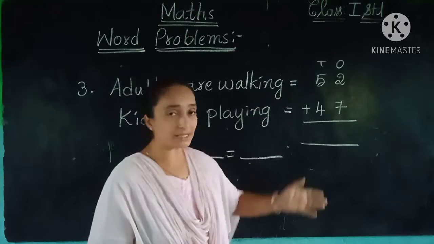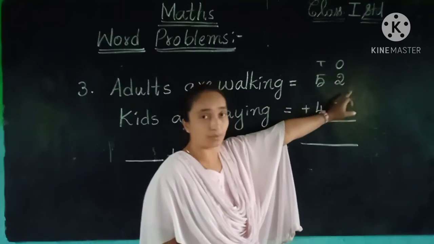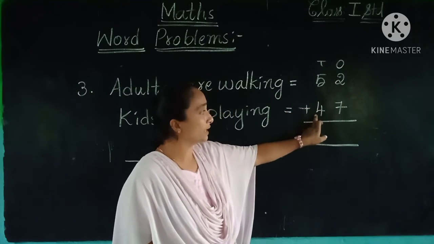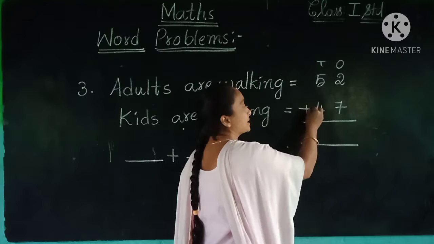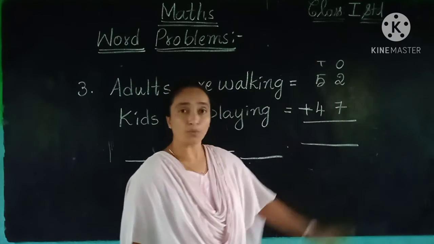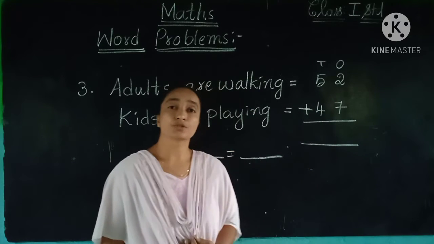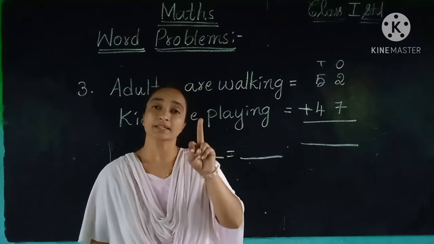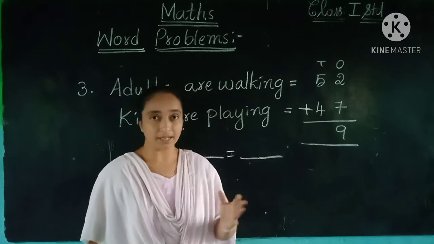So 52 plus 47. So in this way you can write, children, the tens place and the ones place. 5 tens, 2 ones. 4 tens, 7 ones. Here you should keep the symbol plus. The plus symbol you have to keep here. Now let us do the calculation from the ones place. 2 plus 7. So 2 plus 7, children, how much? 2, 7 after, 8, 9. So 9. The ones place completed.